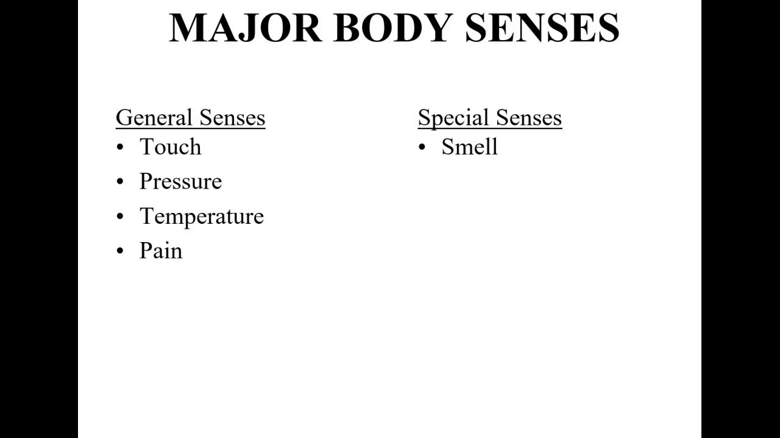For example, smell occurs in the nasal cavity. Of course, we have taste in the oral cavity. Hearing is going to be in your inner ear. Equilibrium in your inner ear, and then vision around your eyes. And those are called special senses because the sense organs are located in a very defined location.